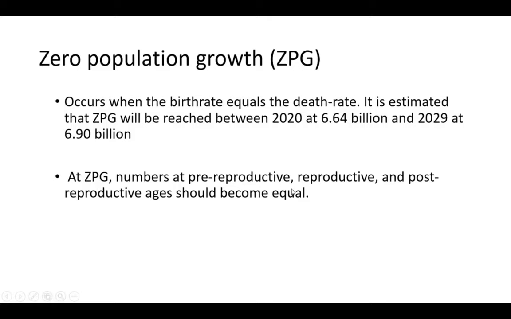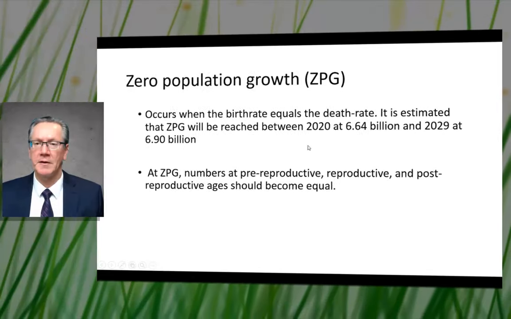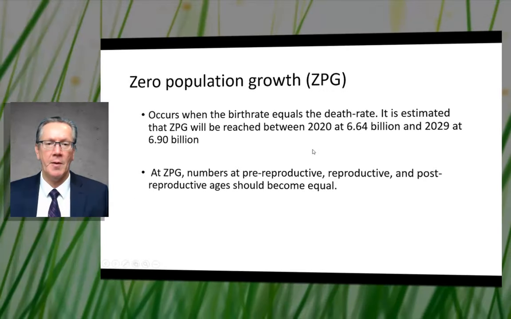Zero population growth occurs when the birth rate equals the death rate. It is estimated that zero population growth will be reached at 2020 at 6.64 billion or 2029 at 6.9 billion. At the ZPG, numbers that are at pre-productive, reproductive, and post-productive age should be equal.